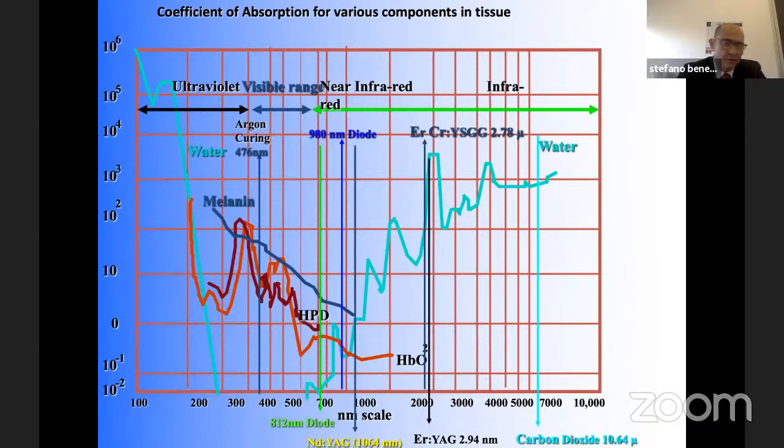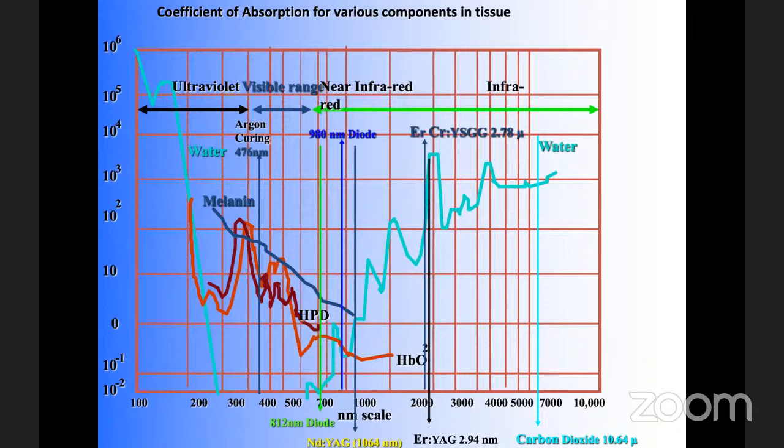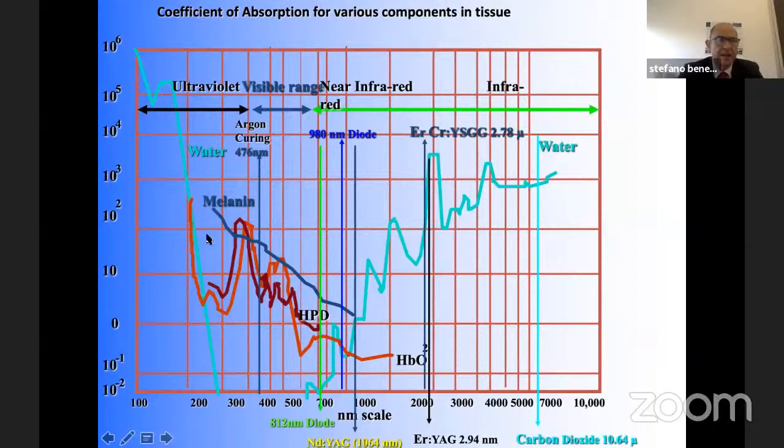And this is a very complicated curve, but it's crucial for understanding when colleagues are asking, which laser do I have to buy? Which wavelengths do I have to use? And the answer is, it depends on what you want to do, because we have different coefficients of absorption related to different wavelengths. So basically, if I want to have an ideal interaction with hemoglobin, for example, I need to use a diode laser. If I want to have a perfect interaction with water and hydroxyapatite, I need to use either an erbium chromium or an erbium YAG laser.